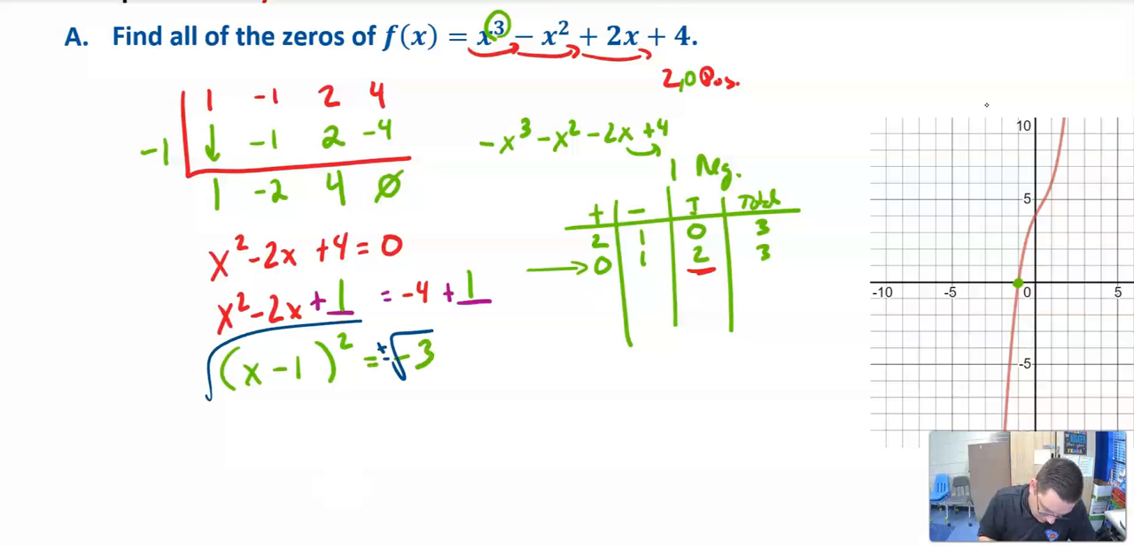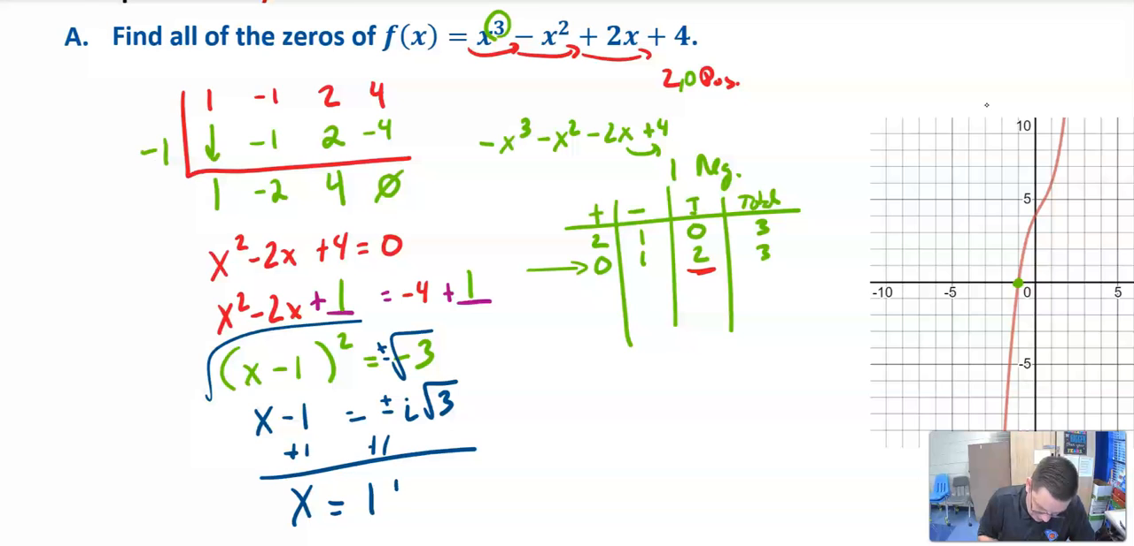Don't forget your plus or minus. So x minus 1 is equal to plus or minus i root 3. Remember, the negative inside the radical comes out as an i. Square root of 3 does not simplify. So these are my other two roots. Well, not yet, right? We've got one more step here. We've got to deal with the minus 1. So x, we've got to add the 1. And so x is equal to 1 plus or minus i root 3.